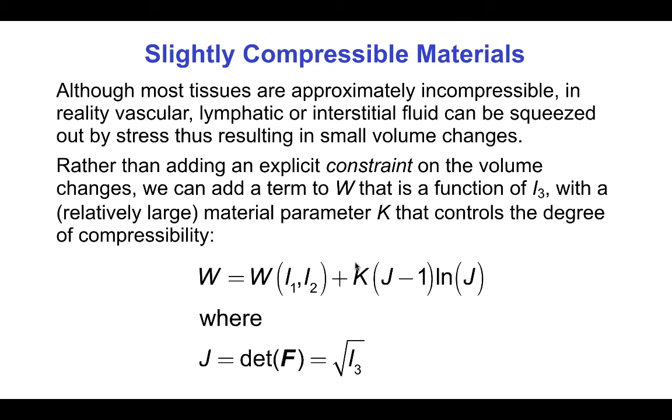So here is a common formulation for slightly compressible materials in which W is a function of I1 and I2, but not I3, which is nearly 1. And we add another term, which is a function of J, which is the square root of I3, with this coefficient K that represents like a bulk modulus for the material and is usually much bigger than the other coefficients, thereby ensuring that the volume doesn't change very much.